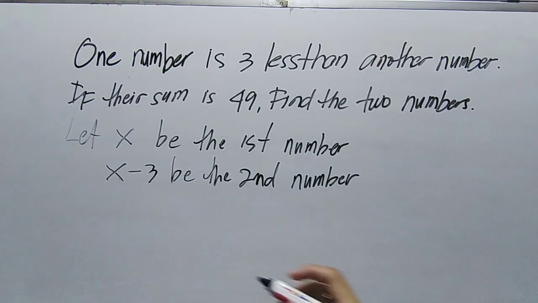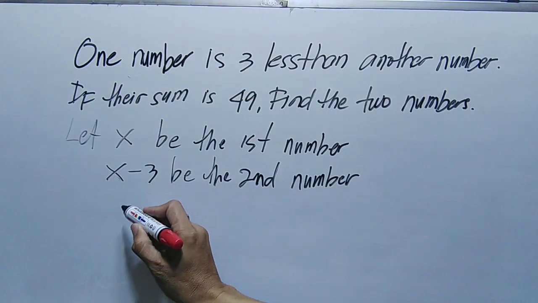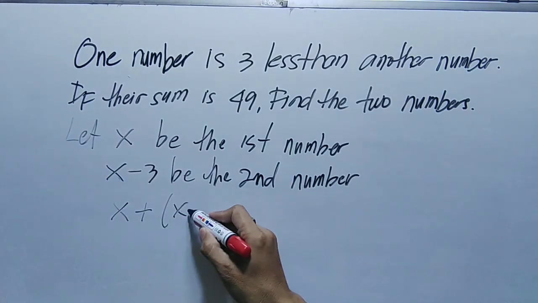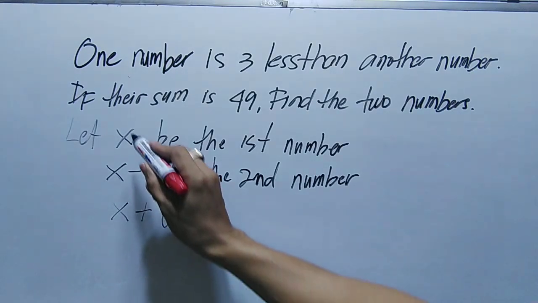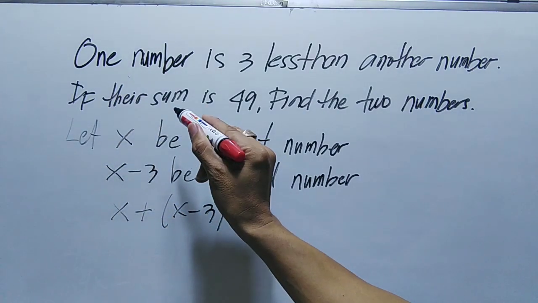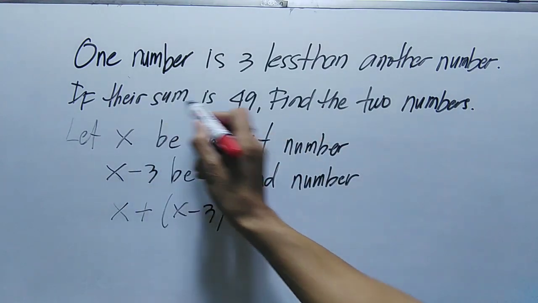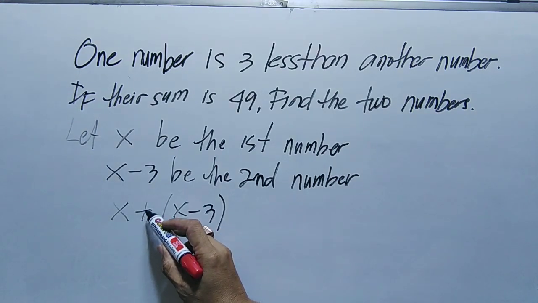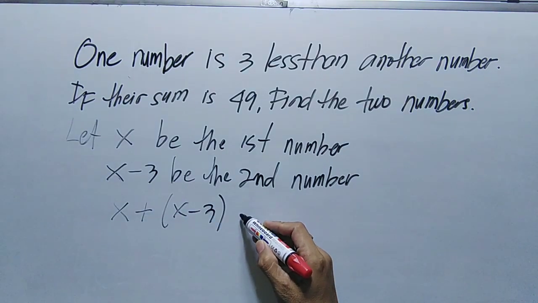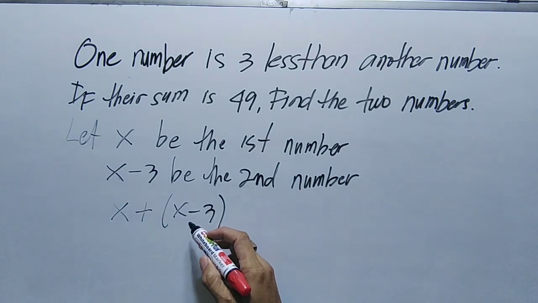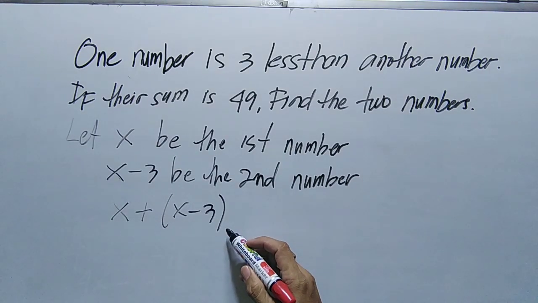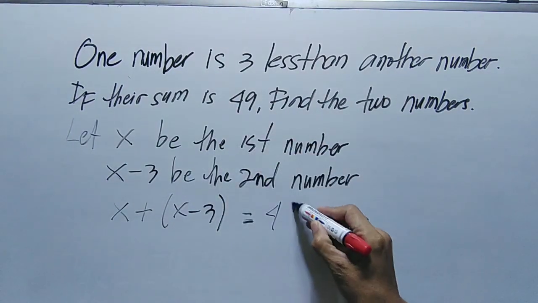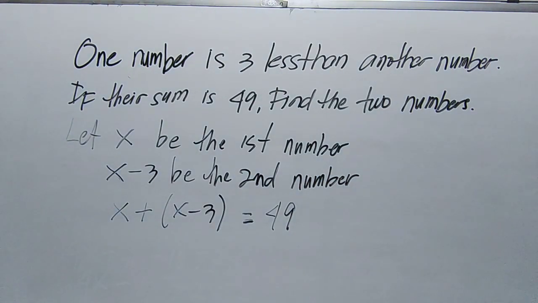Okay, so, ngayon, next is, kunin natin yung x plus x minus 3. Bakit siya plus? Kasi we have to find their sum or find the numbers. Kasi sum ng dalawang number ay 49. So, kaya nga sum yung gagamitin natin or plus. Okay? So, x plus the quantity of x minus 3, equals 49. Kasi 49 yung total ng dalawang numbers.